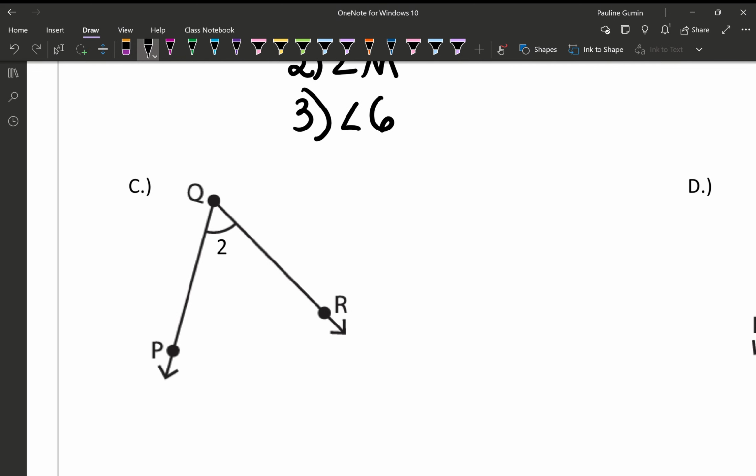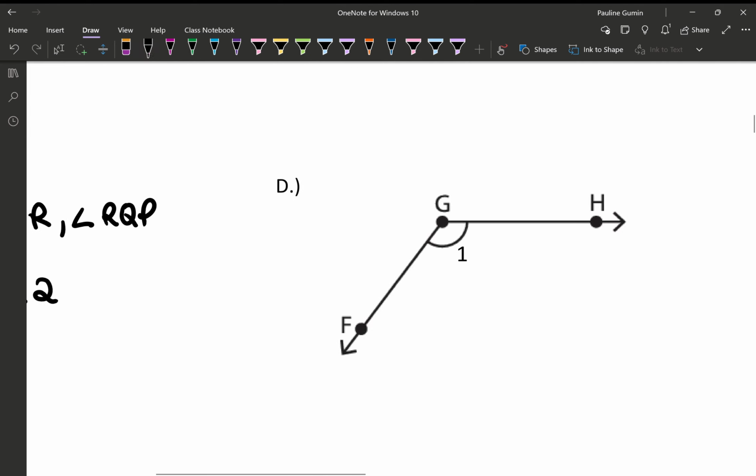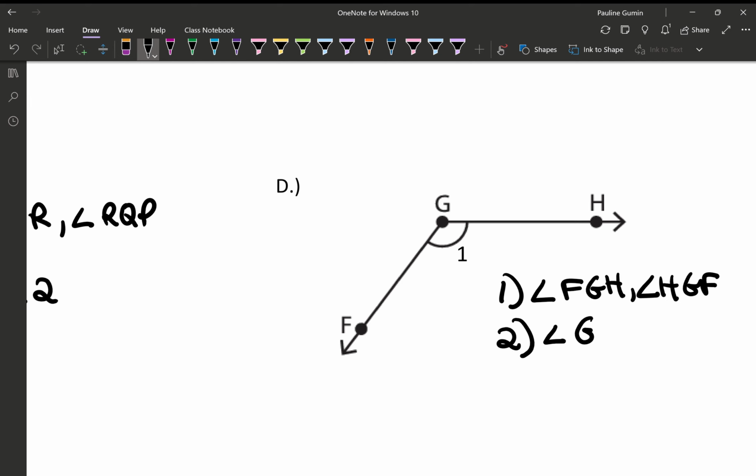Letter C. We can name it angle PQR or angle RQP. We can just name it angle Q, and we could also name it angle 2. In letter D, we can call this angle FGH or HGF, as long as G is in the middle. We can also just call it angle G or angle 1, because that's what's in the interior.